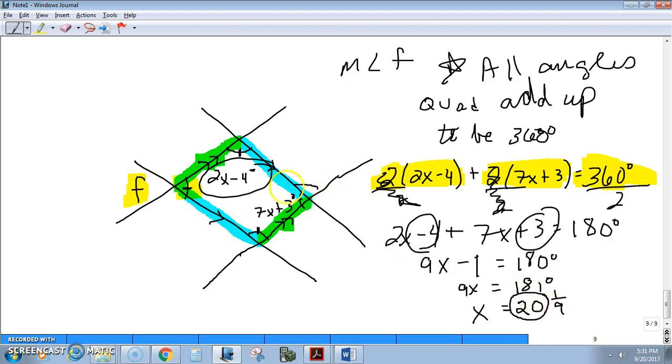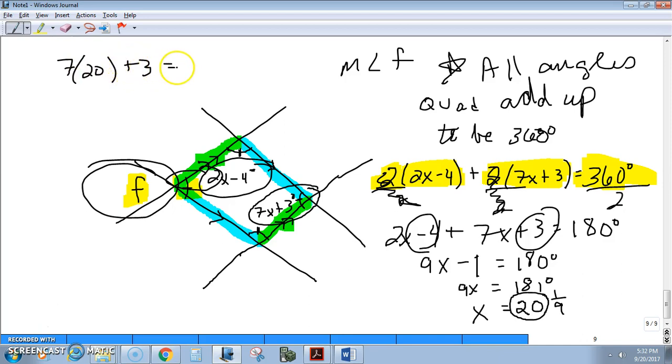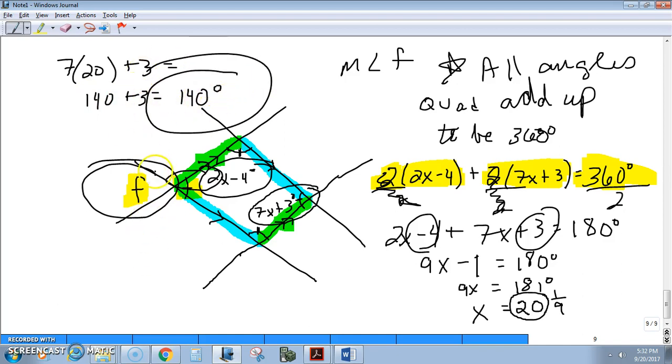Then what we need to do is we need to know this angle, because that's going to be the same as this angle, which is going to be the same as this angle. So 7 times, instead of x, we decided x was 20, plus 3 equals, well, 7 times 20 is 140, plus 3 is 143 degrees. So F is 143 degrees.